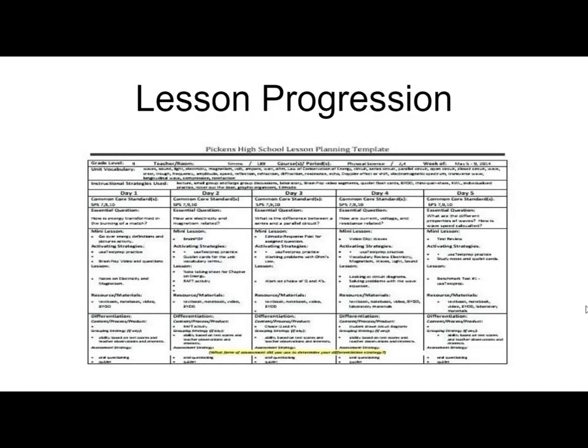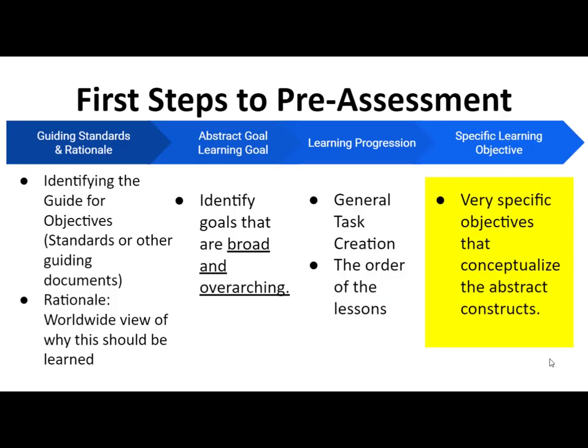Another way to think of the learning progression is like a unit plan or a series of daily lesson plans. The daily lesson plans should be aligned so that the next lesson builds upon a previous lesson. So that's really all the learning progression is: what is the order that you will expect the learning to occur. In our next lecture, we will look at specific learning objectives and start to operationalize constructs.